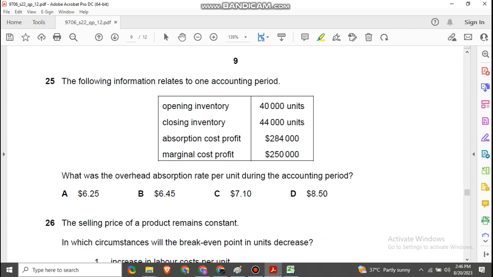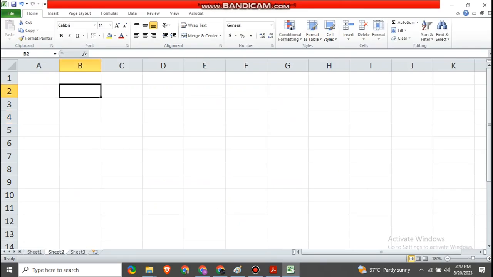Okay, we need to find out what the overhead absorption rate, OAR, is in that particular year. Whenever you see questions like this, we just need to find the difference in the units and the difference in the profit. The difference in the profit here is 284,000 minus 250,000, which is 34,000, and the difference in the units is 44,000 minus 40,000, which is 4,000. So 34,000 and 4,000 is my difference.